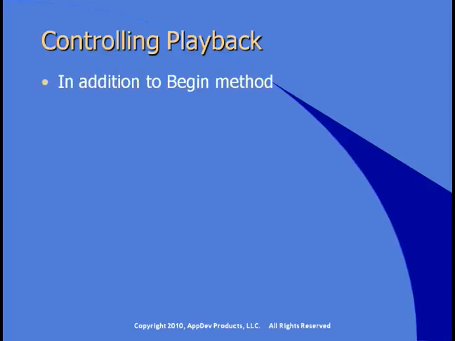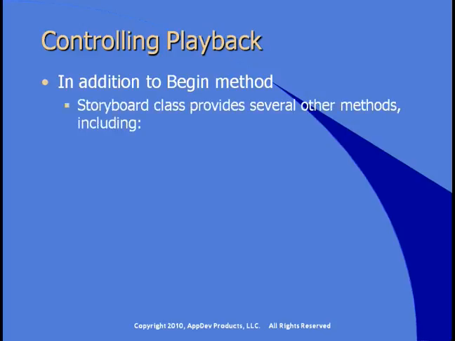So far, you've only seen the begin method of a storyboard in action. You've either called the begin method explicitly or used the begin storyboard element within a trigger. But the storyboard class provides several other methods, including pause, resume, stop, and seek. Let's look at an example that demonstrates using some of these methods to programmatically control the playback of a storyboard.